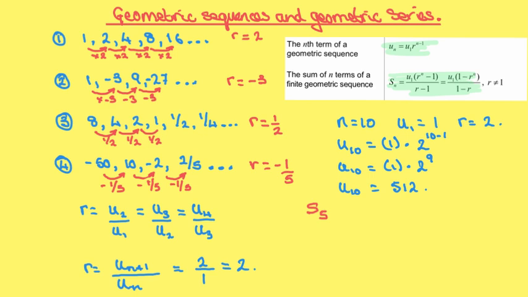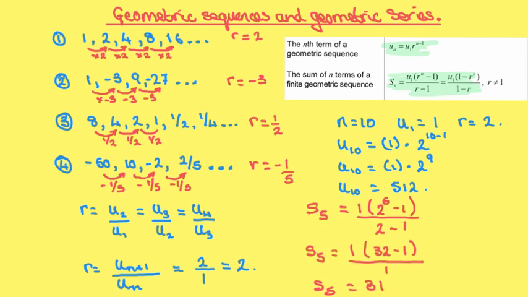But if you use the formula, S5 is equal to u1, which is 1, times r to the power of n, so that's 2 to the power of 5, minus 1, divided by r, which is 2, minus 1. So S5 is equal to 1 times 2 to the power of 5, which is 32, minus 1, divided by 2 minus 1, which is 1, so S5 equals 31.